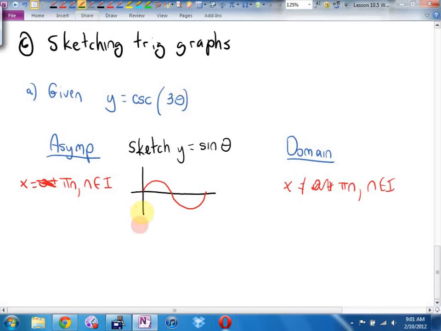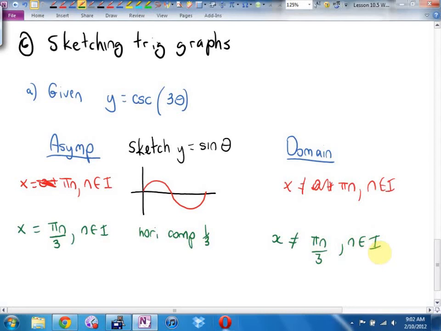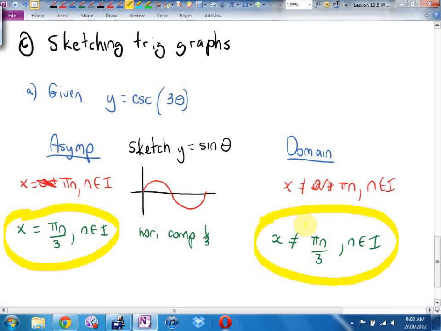I think I would say this is a horizontal compression by a third. Compress them by a third. That's the same as dividing by 3. So this is your final answer. This is the equations of the asymptotes or the domain of cosecant.